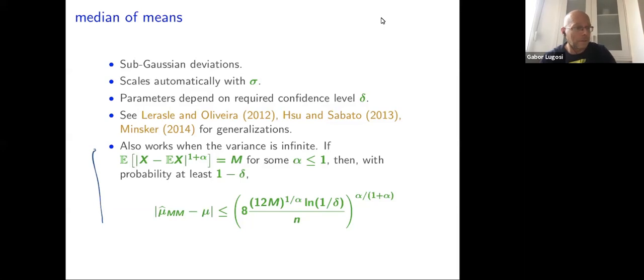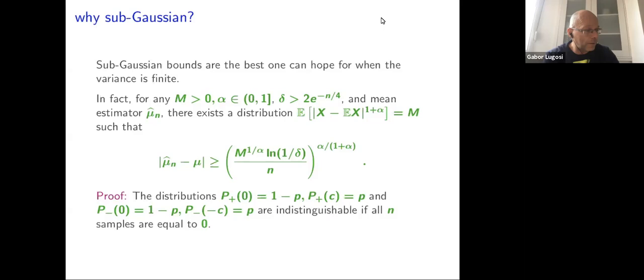Moreover, this is the best one can actually do. In fact, you can show that this bound that I just showed you is minimax optimal, in the sense that for any m and for any alpha and for any delta, even exponentially small deltas, one can easily construct a distribution whose 1 plus alpha moment equals m, and such that any estimator will have an error bounded below by exactly the form that we saw in the previous slide. The proof of this is trivial; it's in that survey that Sasha mentioned. So the median of means estimator is optimal in a kind of strong sense.